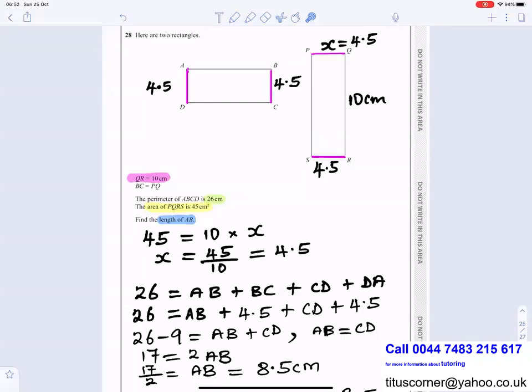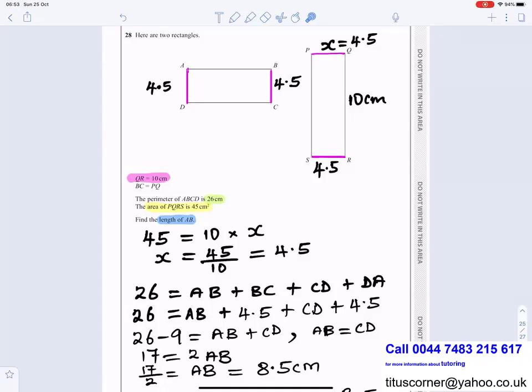Question number 28. Here are 2 rectangles. QR is 10 centimeters. That's QR there, 10 centimeters. BC, the pink one, BC, is equal to PQ. Color them pink. The perimeter of ABCD, this first one, is 26 centimeters. The area of PQRS, this one, is 45 centimeters squared. Find the length of AB.